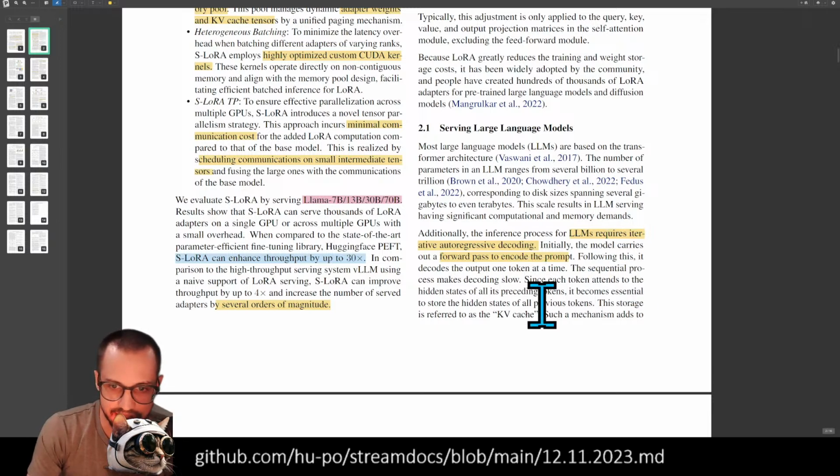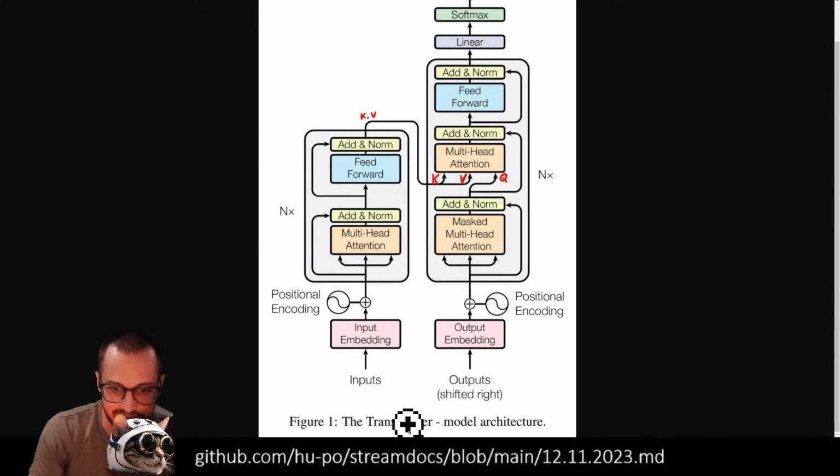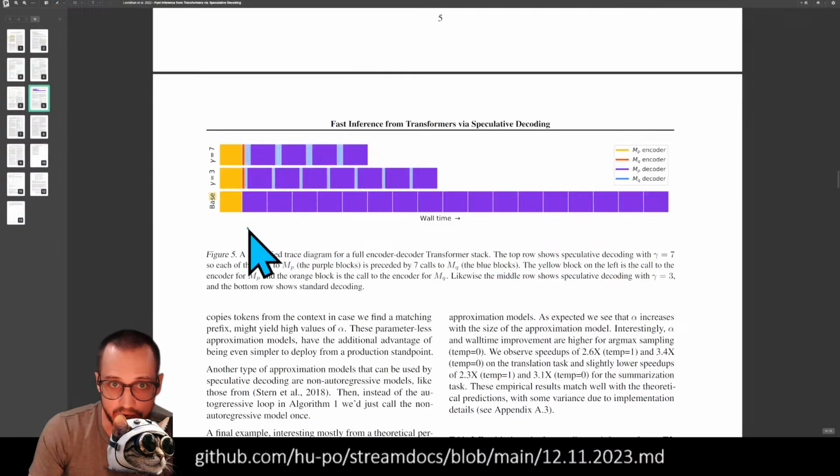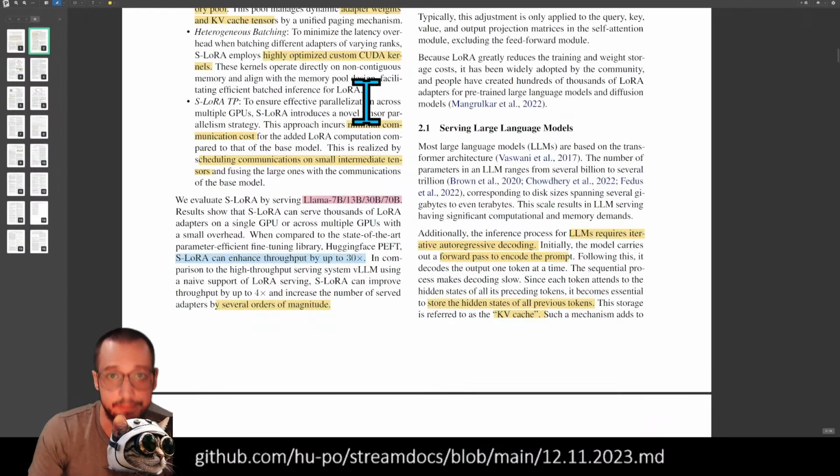Since each token attends to the hidden states of all its preceding tokens, it becomes essential to store the hidden states of all previous tokens. And that's the KV cache, which we saw before, right? The KV cache is the little KVs that come out of the encoding, because you really only want to run this yellow part once so that you can then keep doing these purple parts with the KVs that you stored from this yellow part.